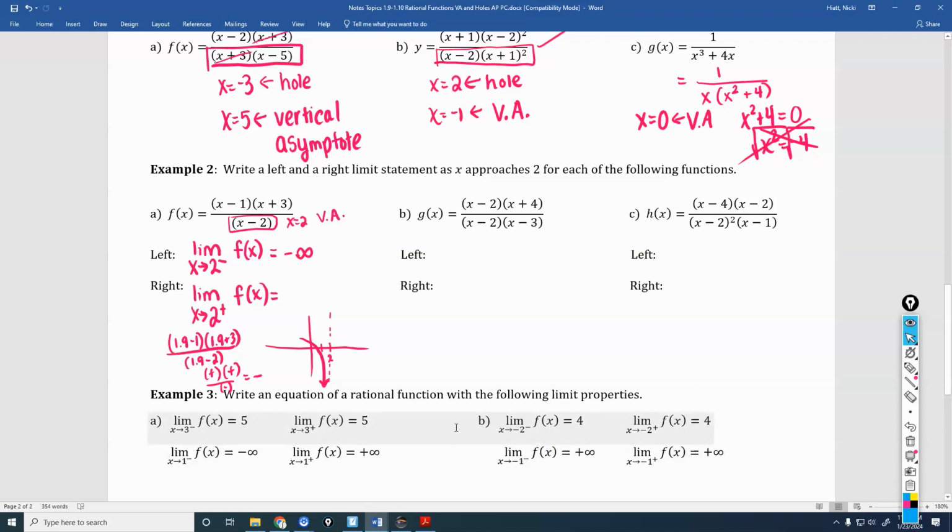So as we approach from the left side, we've got negative infinity. How do you know that's the left side? Because 1.9 is lower than 2. Yeah, so we're picking a number lower than 2 to plug in, so that's coming from the left side. So what should we pick to plug in for the right side? Like 2.1 would be great. So if we do 2.1 minus 1 times 2.1 plus 3 over 2.1 minus 2, then we would get a positive on top, and on the bottom also a positive. So since we're getting a positive number there, this side is going up. So we get positive infinity from the right side.